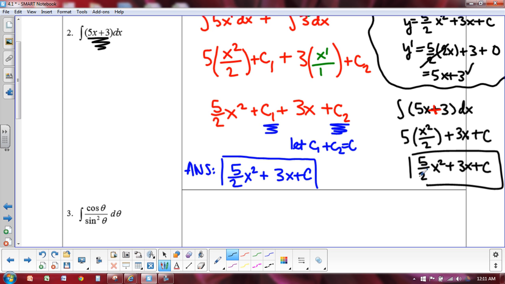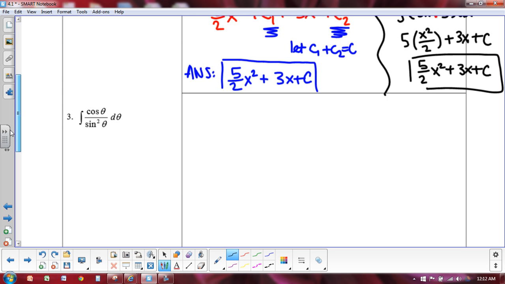Okay, so 5/2 x squared plus 3x plus c, and I'm done. So it's totally okay to show it this way, where you don't necessarily write out all the steps. So for notes the first time, sometimes it's nice to see where everything comes from, but it is okay, instead of splitting it up into pieces, to just do the different pieces as you go, not write out all those different integrals.